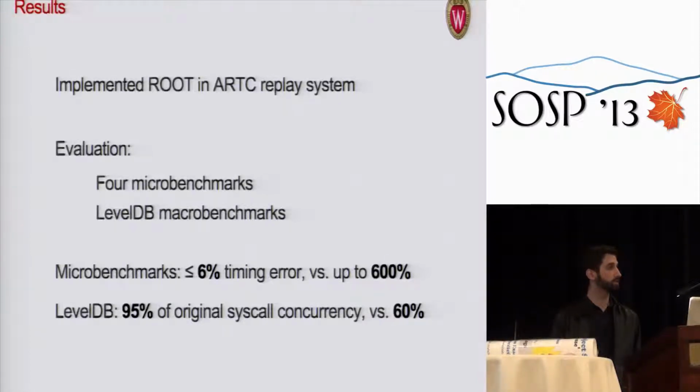So we've implemented this more general ROOT approach in a trace replay system called ARTC. We've evaluated it with a set of microbenchmarks that we devised for it, and also a pair of LevelDB macrobenchmarks. We find that on our microbenchmark suite, ARTC achieves, in all four cases, within 6% timing error relative to the original application, whereas simpler replay strategies that we compare against are in some cases off by up to 600%. And on our LevelDB workload, looking at a metric called concurrency, ARTC achieves 95% of that on our LevelDB workloads, whereas simpler replay strategies are as low as 60%.